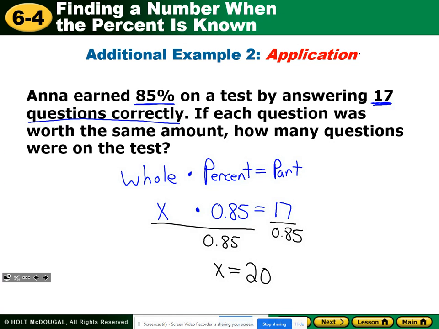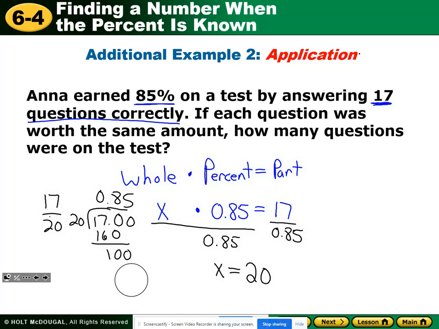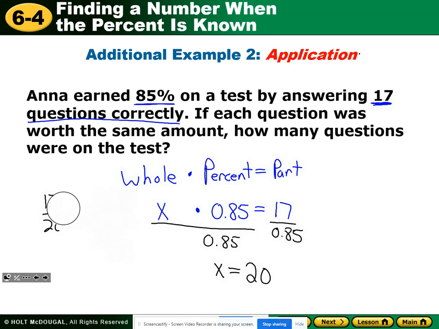And you know how you can check that? 17 over 20 on the test. So 17 divided by 20. 20 will go into 17 zero times. It'll go into 170 eight times, that's 160. There's 10. It'll go in there 5. 0.85. Is 17 out of 20 85%? Yes, it is. All right. Daniel, very good job deciding that the 85% represented the 17 questions. That's my part. If that number represents that percent, that's the part.